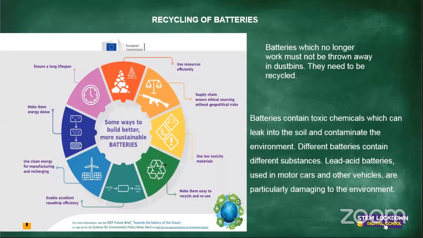Then recycle and reuse, because you can get rechargeable batteries. Enable round trip efficiency, that means buy batteries that are long lasting and efficient. And make sure that you use clean energy. Instead of always using electricity from burning coal, we can use renewable energy like wind energy and thermal energy, but that's for a different lesson.